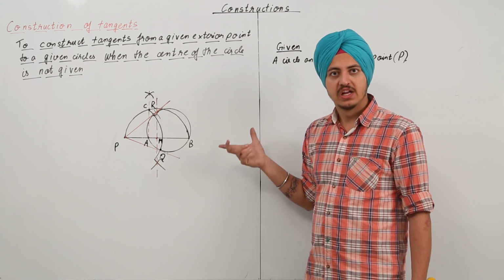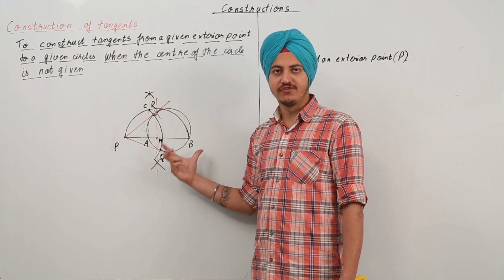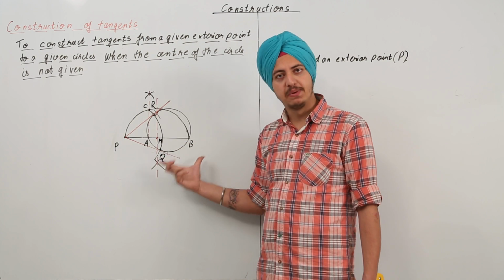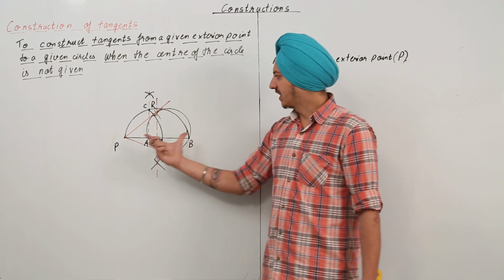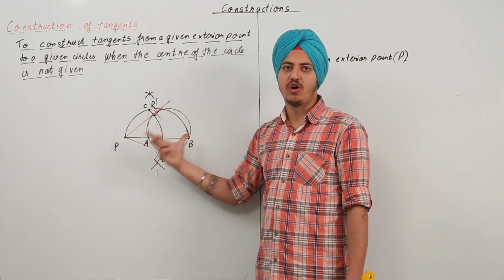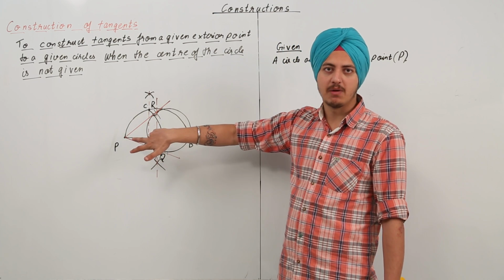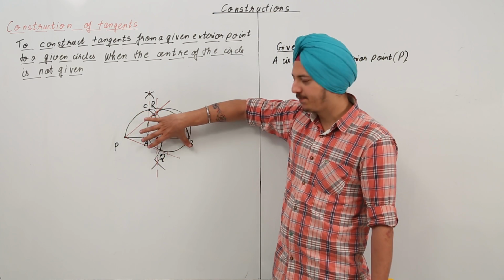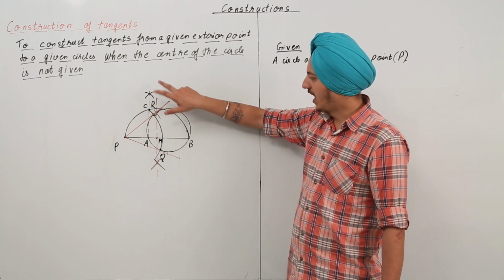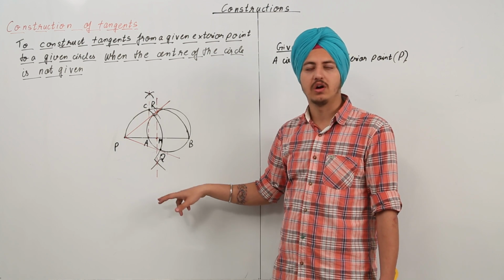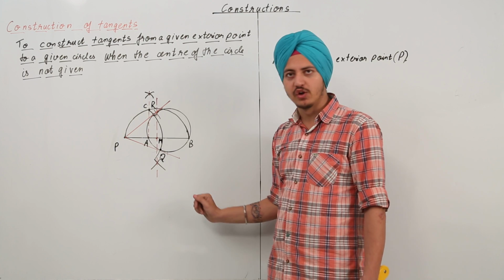Next, we find the perpendicular bisector of this line PB. First, construct the secant PAB. Second, construct the perpendicular bisector of PB. How do we construct that? Keep your compasses more than half of PB and draw two arcs above this line and two arcs below this line, then join those and you will get the perpendicular bisector.